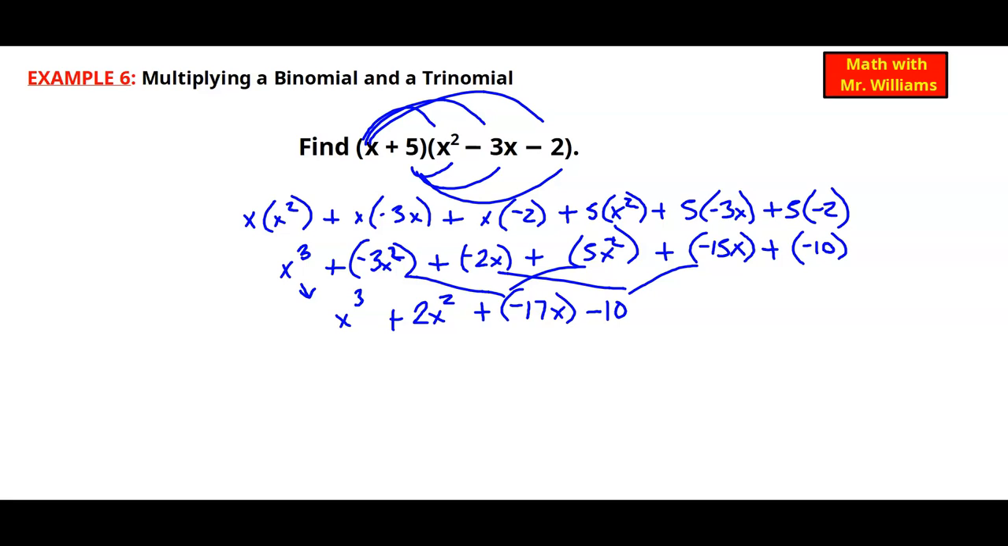All right, well, let's go ahead and clean it up. We can't have the plus and a negative right next to each other here. So what we're going to do is we're going to go ahead and rewrite it with its opposite. So we have x to the third plus 2x squared, and now minus 17x and minus 10 for our final answer.